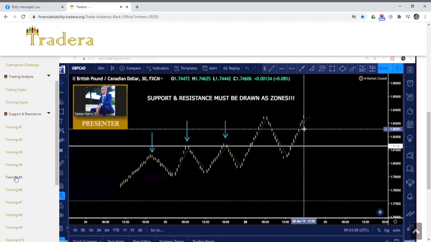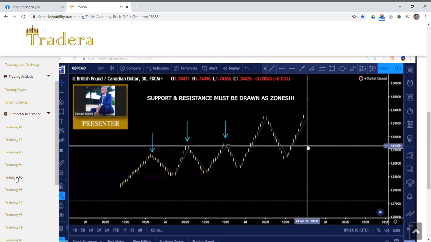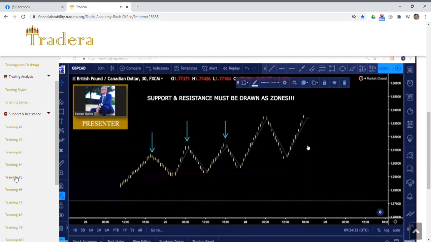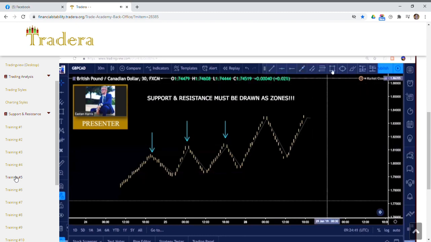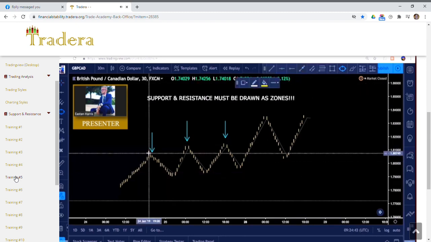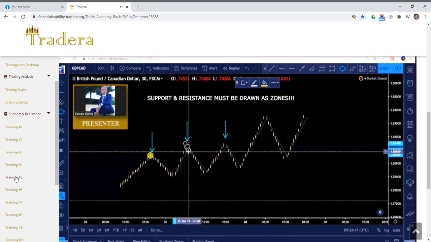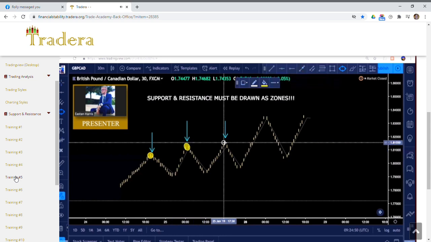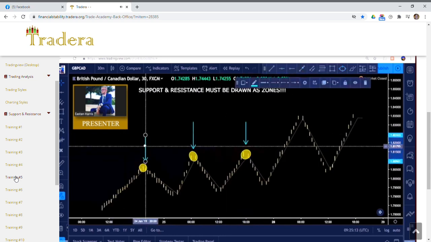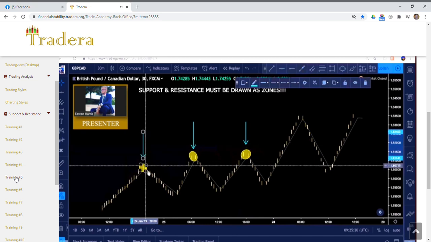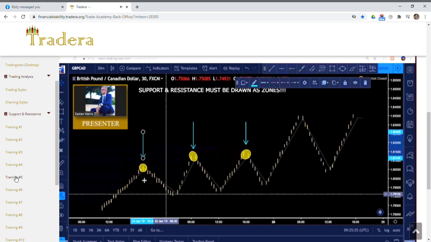Now, these are meant to be drawn as zones. So to avoid things like this getting faked out by the market, you have to draw your support and resistances as zones. So if we're looking at these peaks and we want to draw our resistance zone, we're going to start at the very edge of where this reaction originated from.